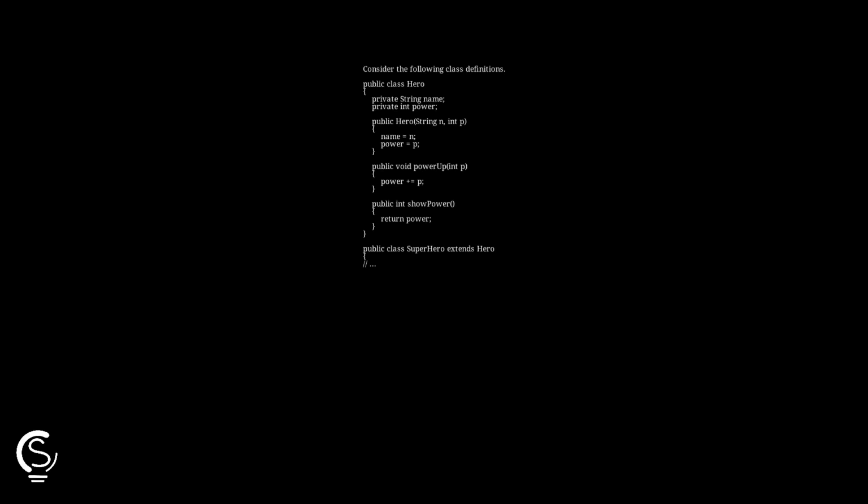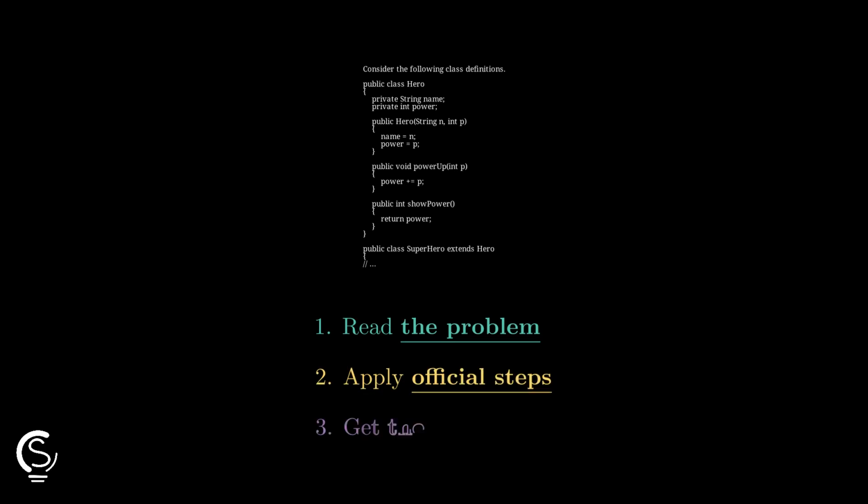I got your back. Polymorphism in Java can be tricky, but we can solve this quickly. Let's look at how the superhero class overrides the powerUp method right now.